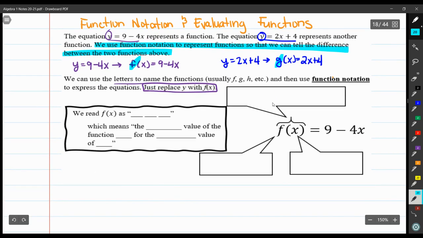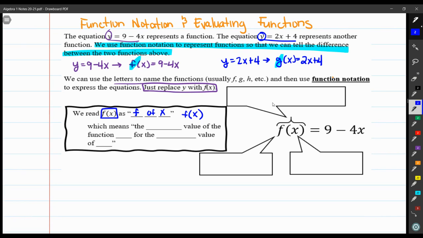Now, what does that f parentheses x thing mean? First, that's not how it's read. We read this as f of x. How I remember is when I write a parenthesis, I say the word of. So it's f of x, and then we close the parenthesis. Now in math, here's what this means. This means the output value, that's what that f of x is, of the function f, that's the name, for the input value of x. So whatever's inside here, that's your input.